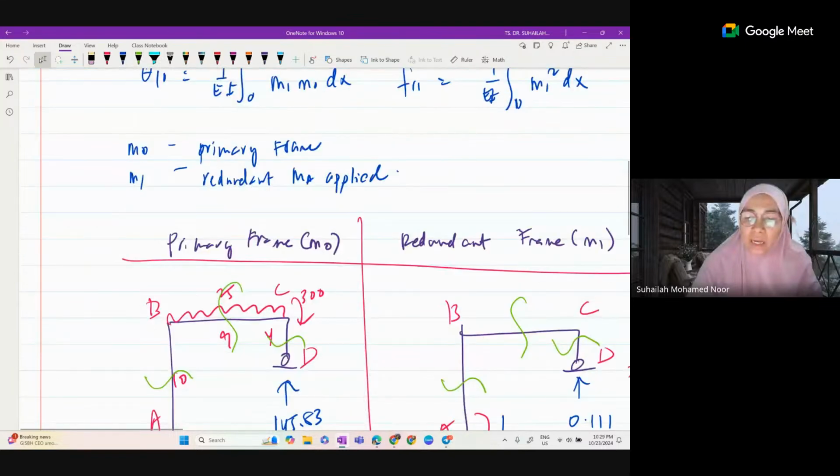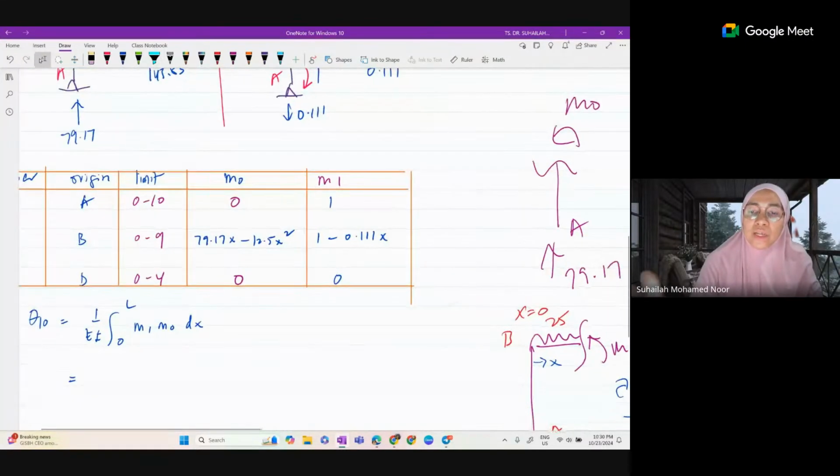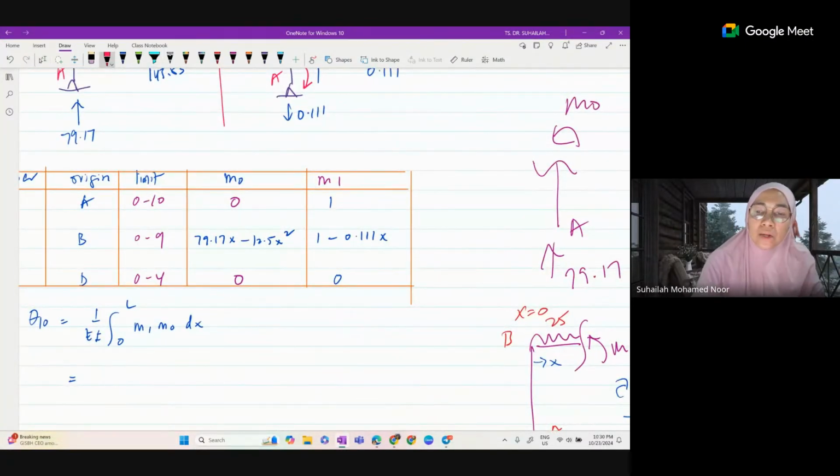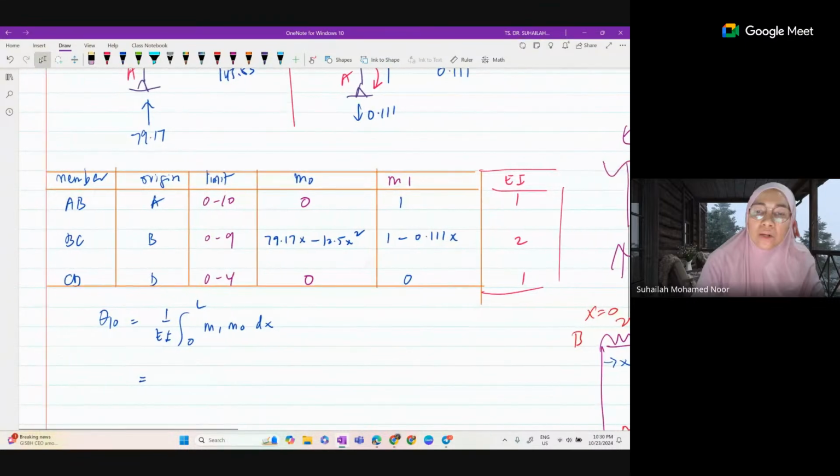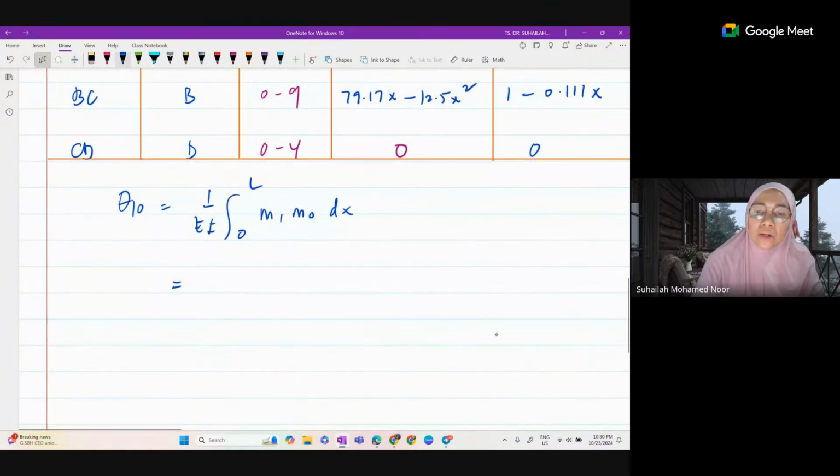So actually if you don't want to be confused, you can add another column here for EI so that you do not forget. You can add it here so that you know it is 2 EI. So how to include? We include 2 EI here.